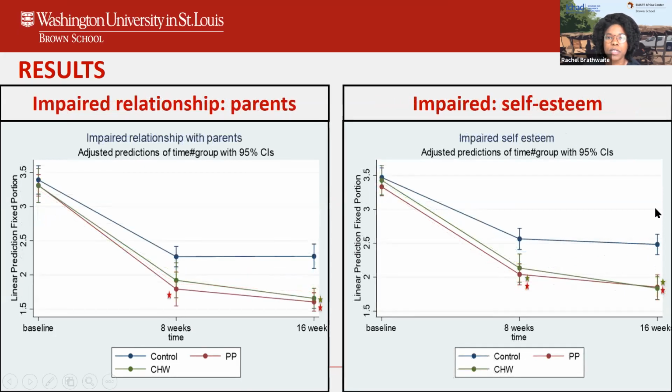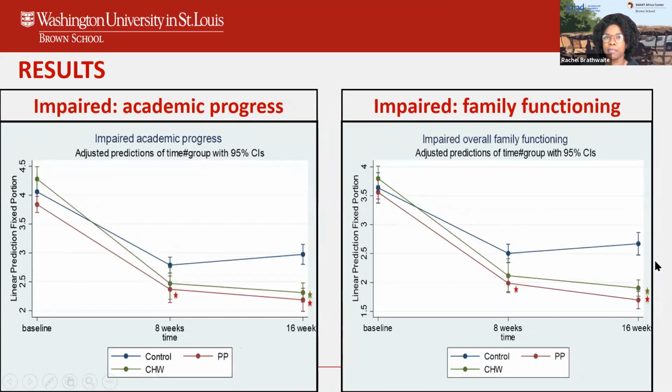A similar relationship was observed for children's relationships with their parents. Their behaviors in the intervention arms were significantly better, in that they did not affect their relationships with their parents as much as in the control condition. And we saw as early as 8 weeks that children in the parent-pairs condition were more likely to have better functioning with their parents. We also looked at how children's behavior affected their self-esteem.